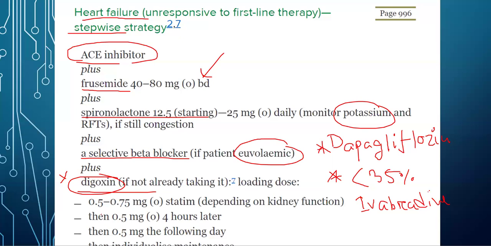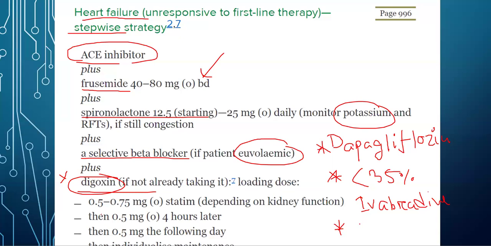Okay. Now, let's say ivabradine you have used. Digoxin is nowadays very rarely used for heart failure. We would try these medications first. Dapagliflozin, we will try ivabradine if ejection fraction is less than 35.